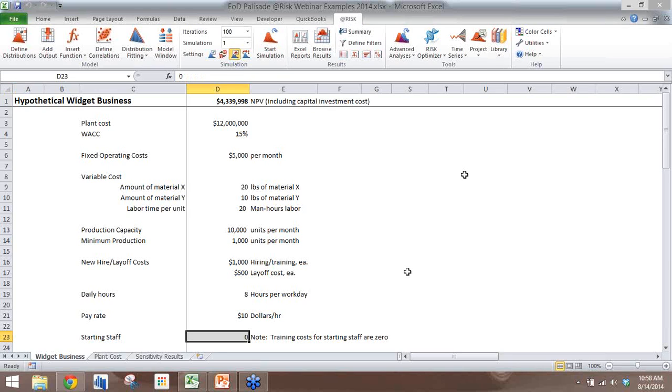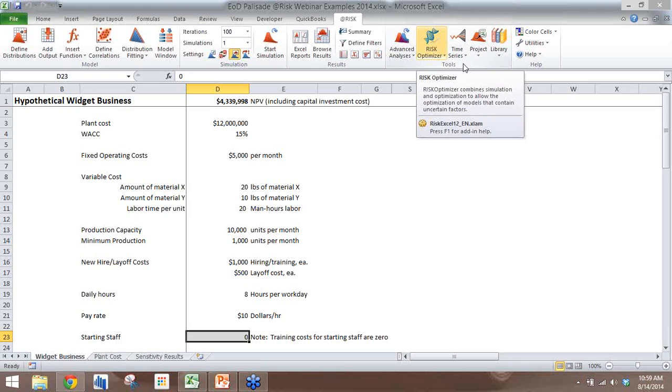Okay, so what Palisade has done, which is pretty nifty, is implement Evolver within at-risk, and they now call it Risk Optimizer. And the whole notion here is that optimization within a stochastic model is different than optimization within a deterministic model. But I still have the same question. Given my stochastic model, what is my optimal level of starting staff for my plan?